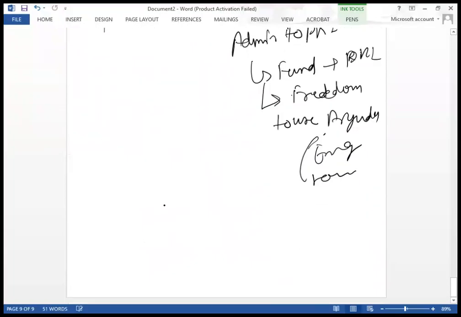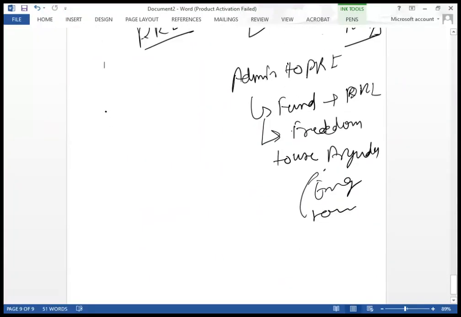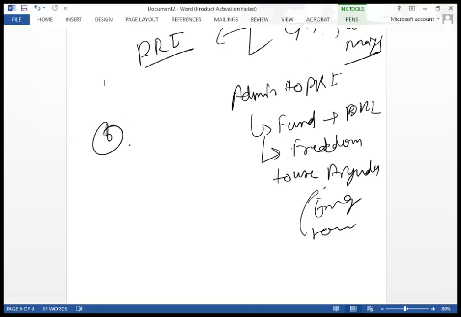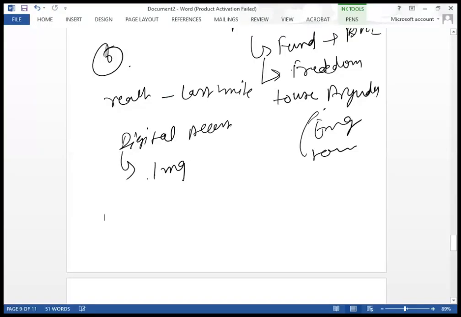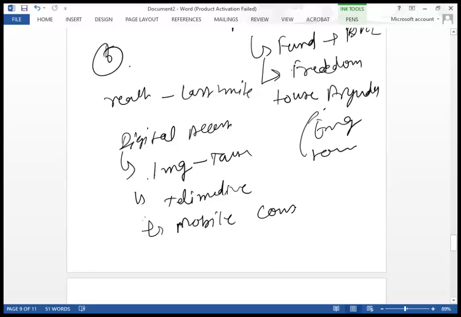Now we are going to the fifth point. Definitely, if you want to reach up to the last mile, then we need digital access. For example, 1mg data and telemedicine. So we can add the mobile consultation. How does it work? Okay, mobile consultation.